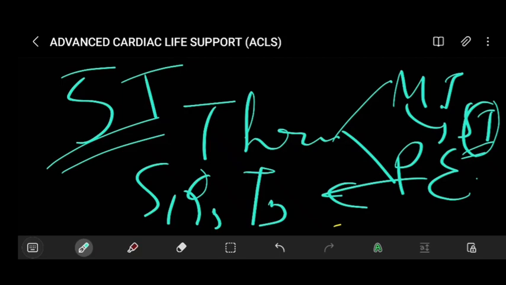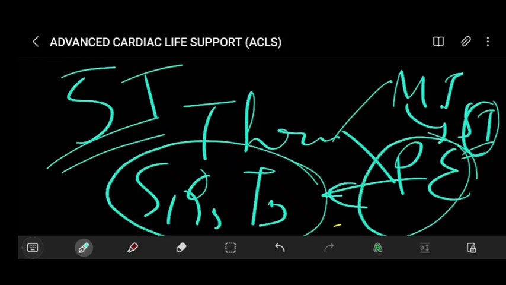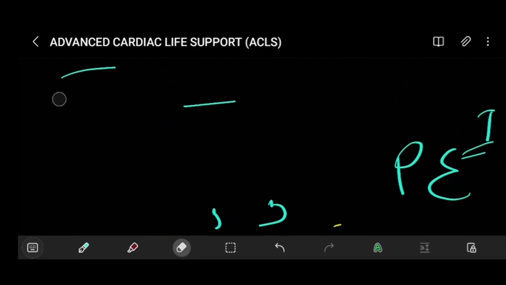In case of pulmonary embolism, it is a treatable condition, and the S1Q3T3 pattern is observed. You have to deal with these reversible causes also. Okay, now we are done with ACLS. Thank you.